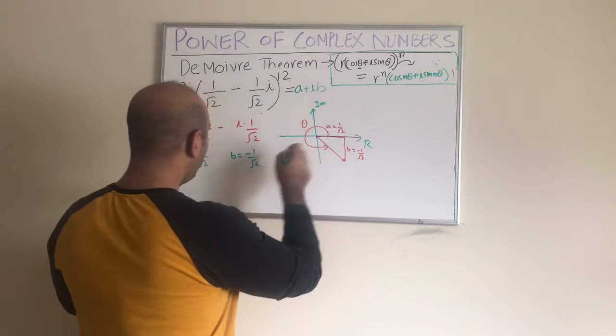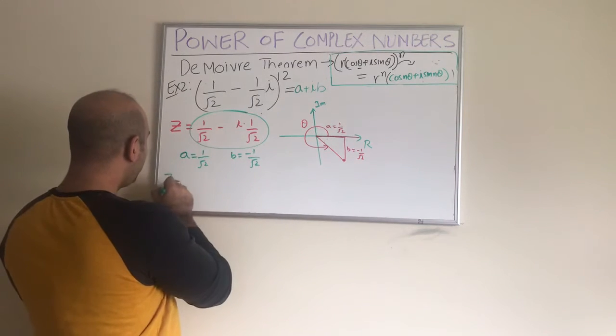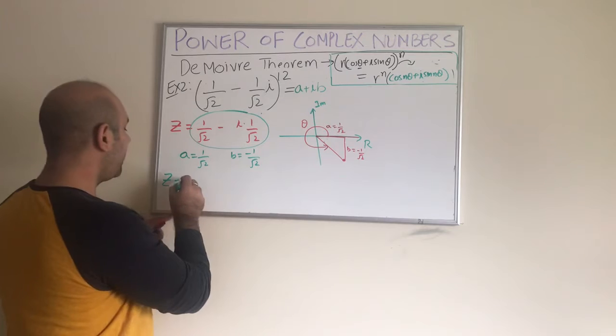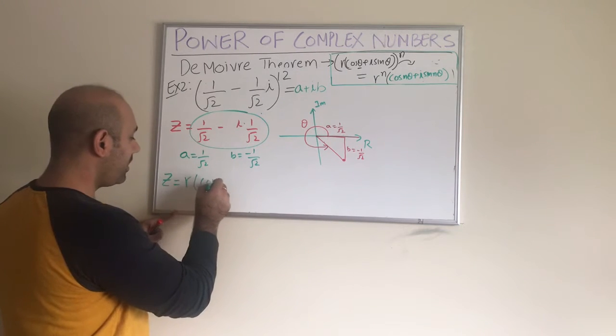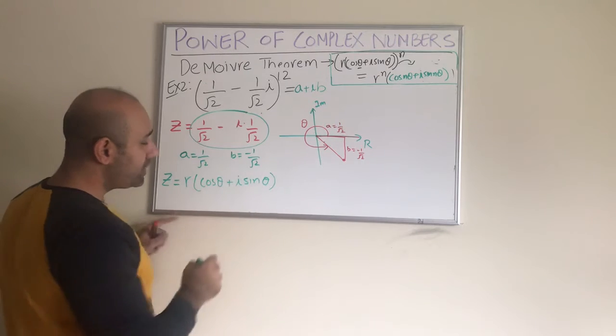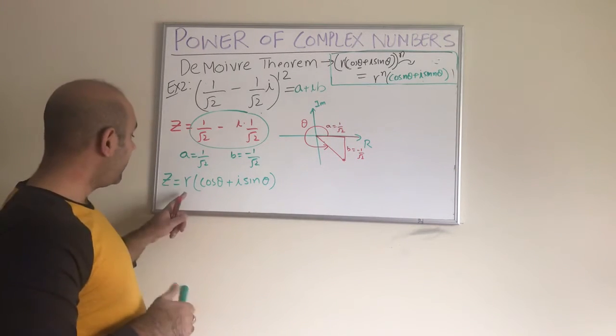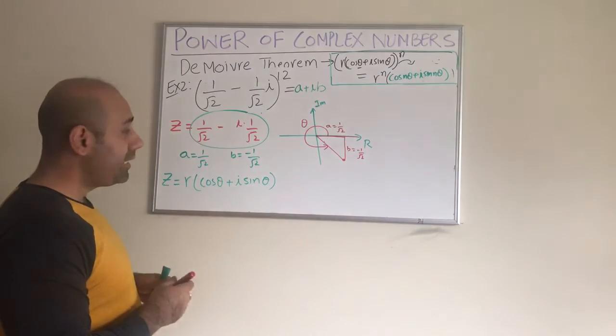Now, in order to transform this into the trig form, let us rewrite the trig form. Guys, the trig form looks like this: z equals r times cosine of theta plus i times sine of theta. There are two things one needs in order to write the trig or polar form. The first thing is we need to know r and then the angle theta.